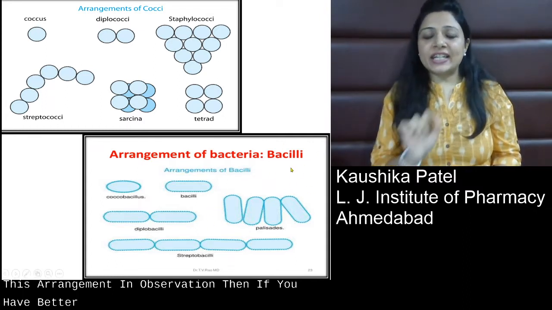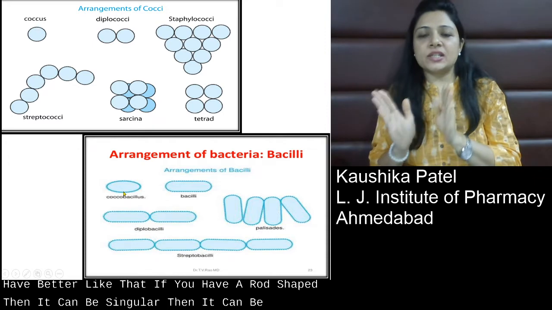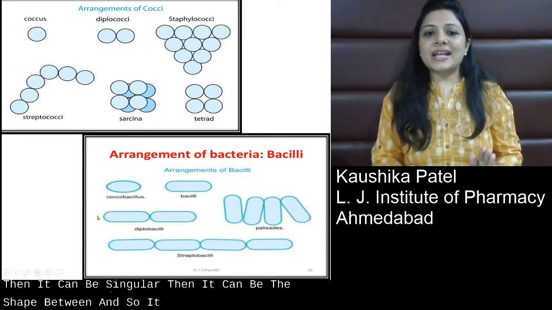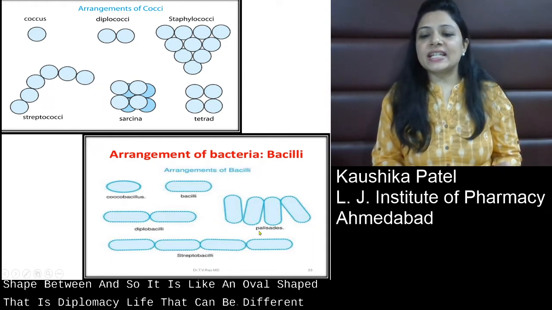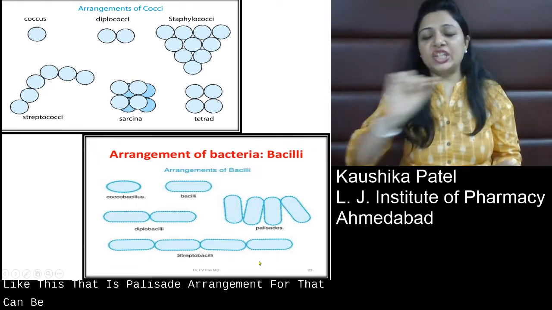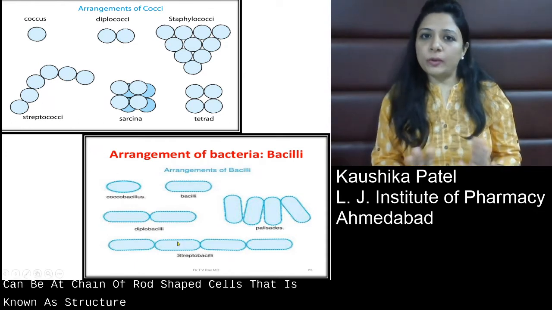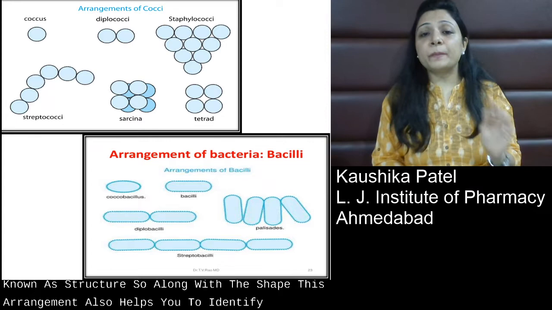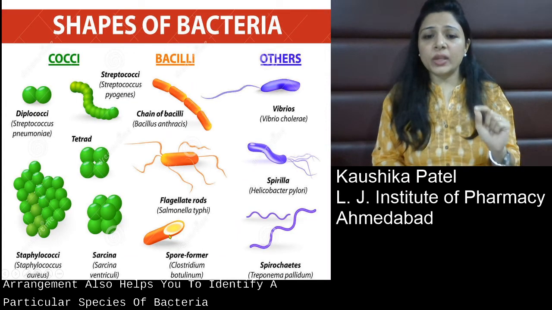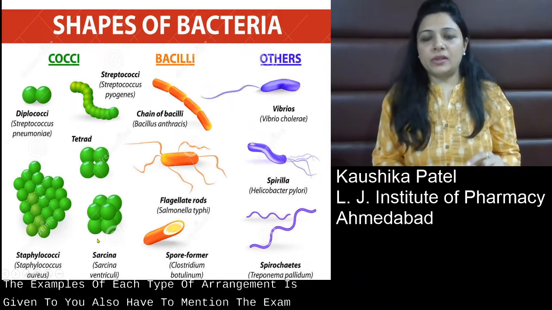Then if you have bacilli, that is, if you have a rod shaped cell, then it can be singular. Then it can be cocobacillus. Cocobacillus is a shape between cocci and bacilli. So it is like an oval shape. Then there can be a pair of bacilli, that is diplobacilli. There can be different rods arranged like this, that is palisade arrangement. Or there can be a chain of rod shaped cells, that is known as streptobacilli. Okay, this is streptococci, this is streptobacilli. So along with the shape, this arrangement also helps you to identify a particular species of bacteria. Okay, so here you can see the examples of each type of arrangement is given. So you also have to mention the example in the answer.